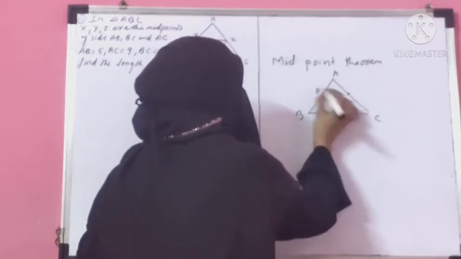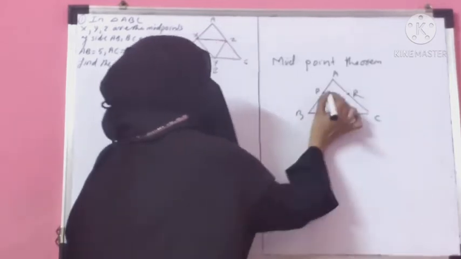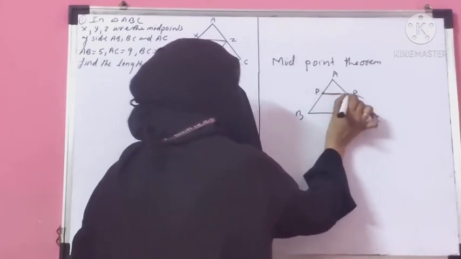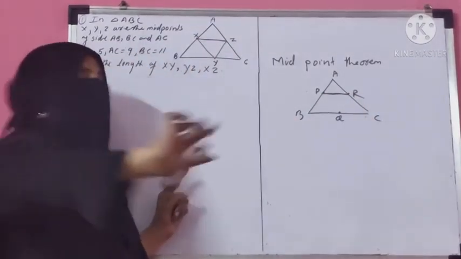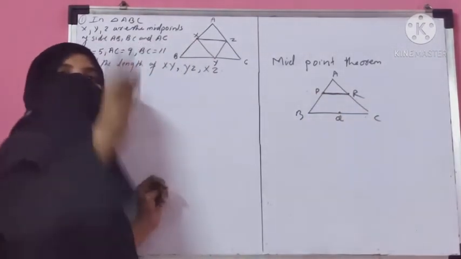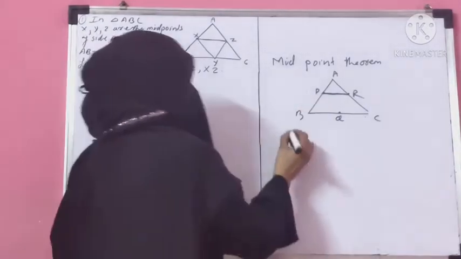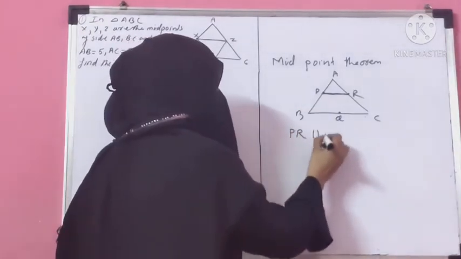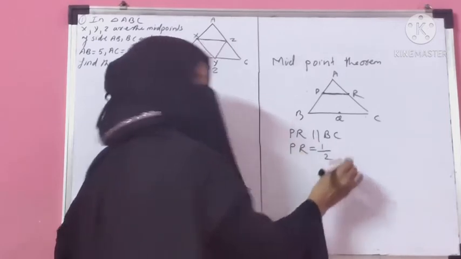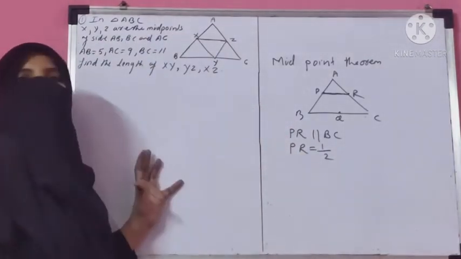I am giving the name here PQR. Then the segment formed by joining the midpoint. The segment which joins the midpoint is parallel to the opposite side and half of the opposite side. That means PR here is parallel to BC and PR is half of BC. Got it? So this is the important midpoint property.